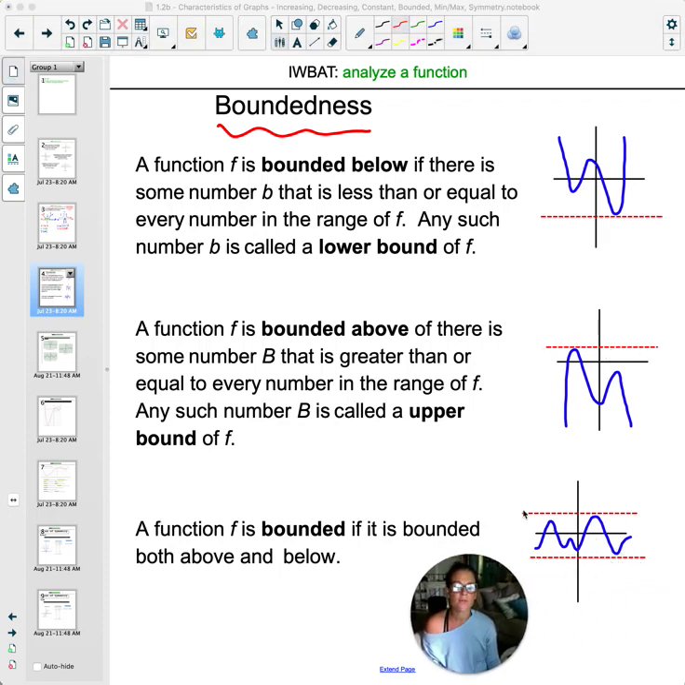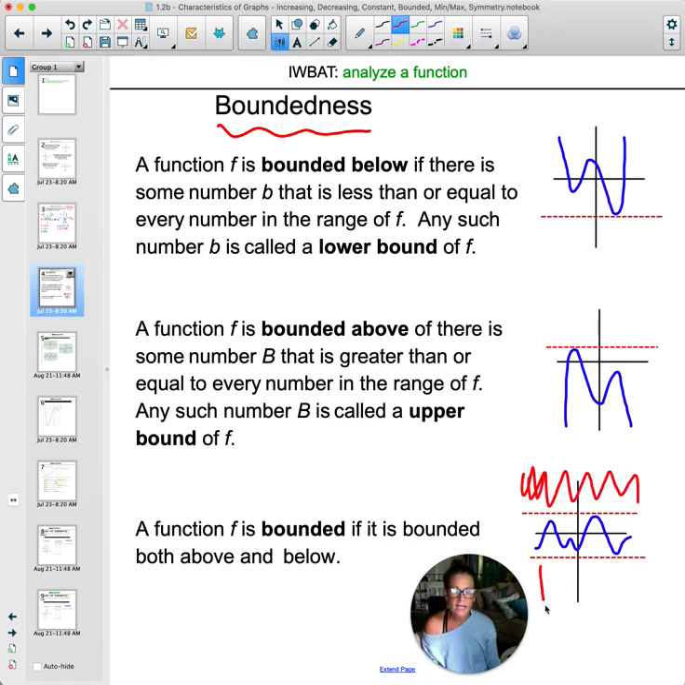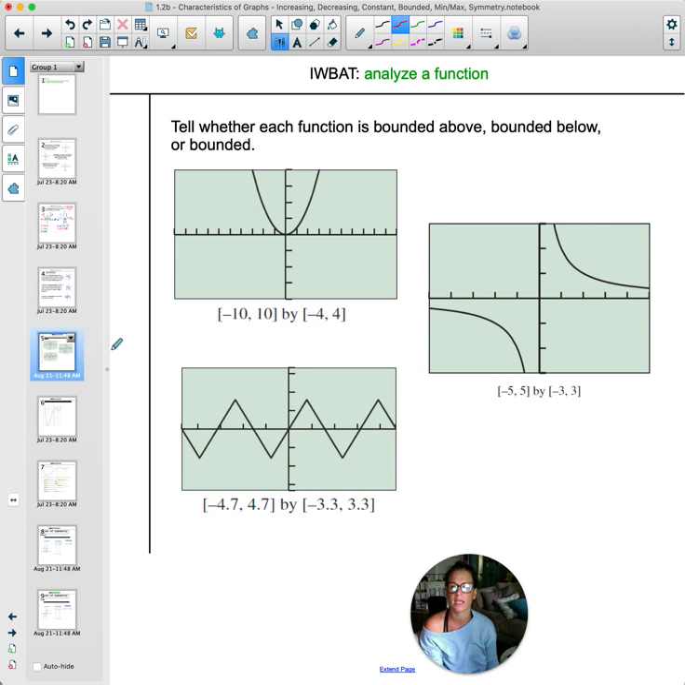Okay, if there's a boundary above it and below it, so there's a spot where there's no graph above and no graph below, that's considered bounded. It has an upper and a lower boundary. So we've got four things. It could be unbounded, there's no boundary. Think linear or cubic, it goes up and down. So you can have unbounded, bounded below where there's a lower boundary, bounded above where there's an upper boundary, or bounded. If you say bounded, that means it's bounded above and below. It can't go up to infinity or down to negative infinity.